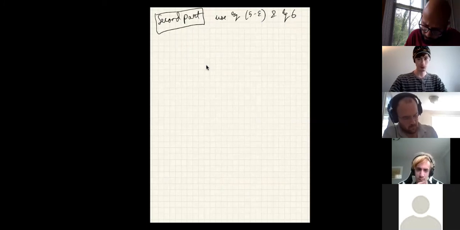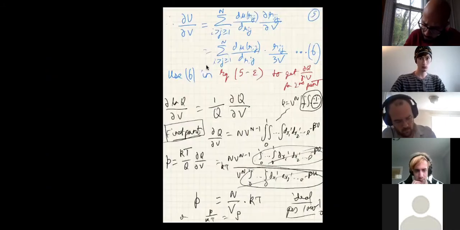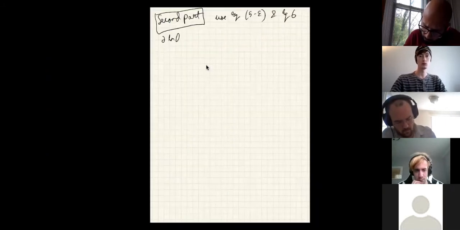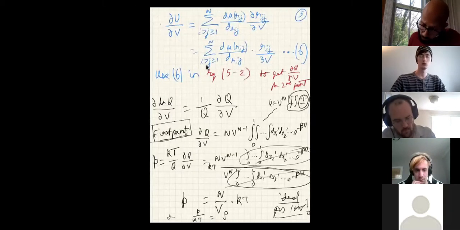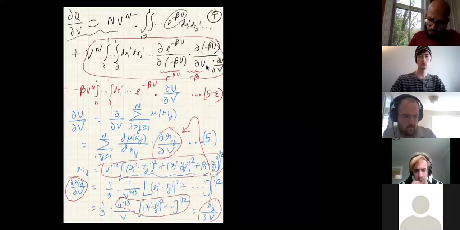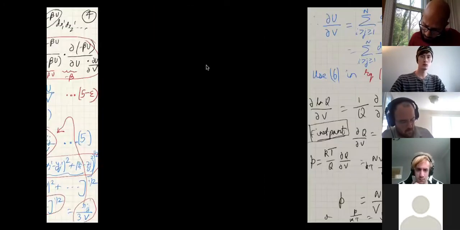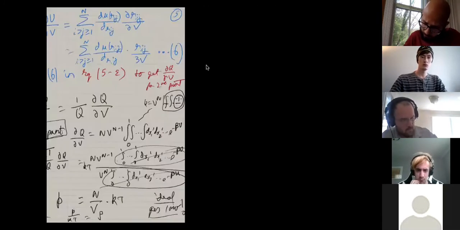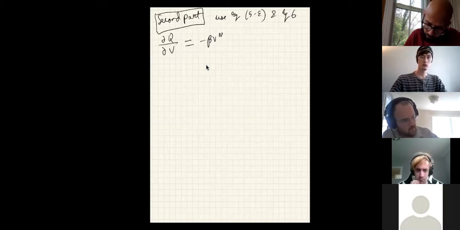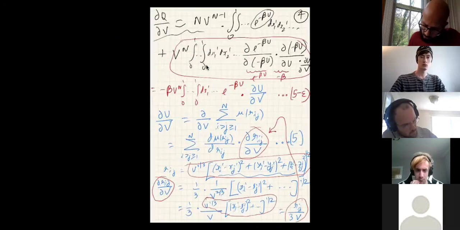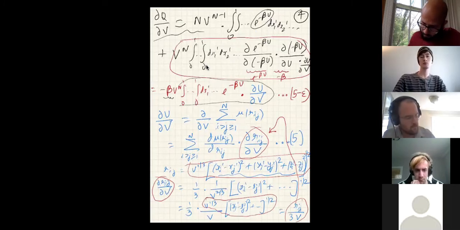What did that tell us? That equation told us that partial ln Q, did we do partial ln Q? No, we did partial Q. So partial Q by partial V, this is only for the second part, okay, is equal to minus beta V to the power N, all of these things, right? So we can write it down over there.